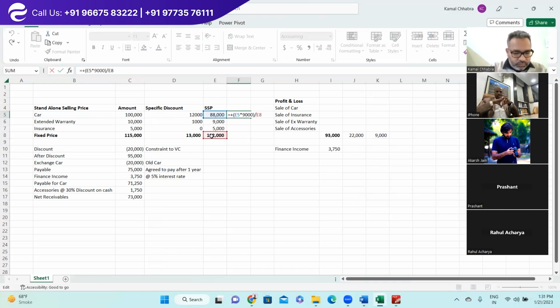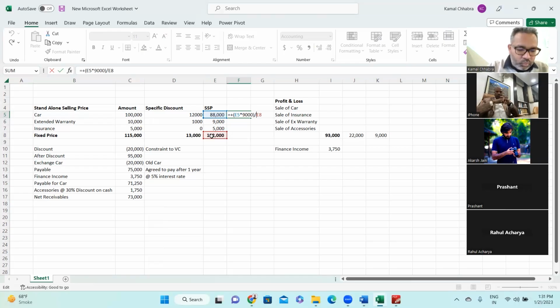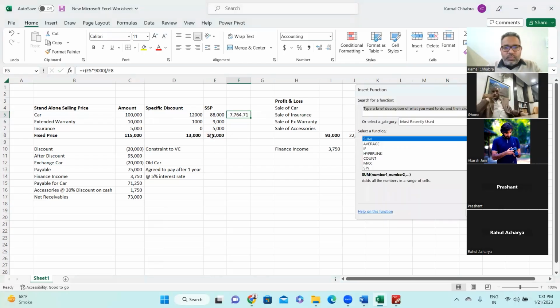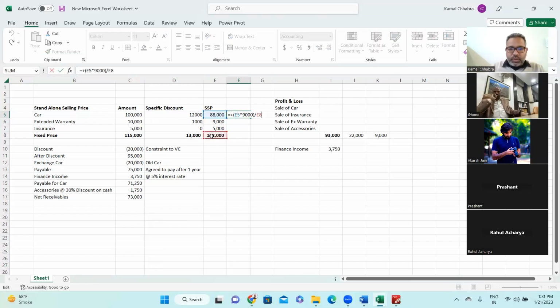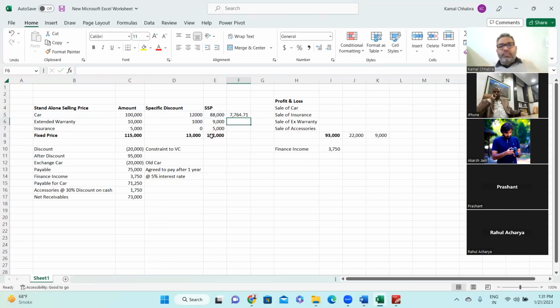One second. I am just trying to put the formula, but yeah, there you go. So this is the discount which you will be allocating to the respective item. Have you understood the math? How I calculated the discount? Yes, sir.